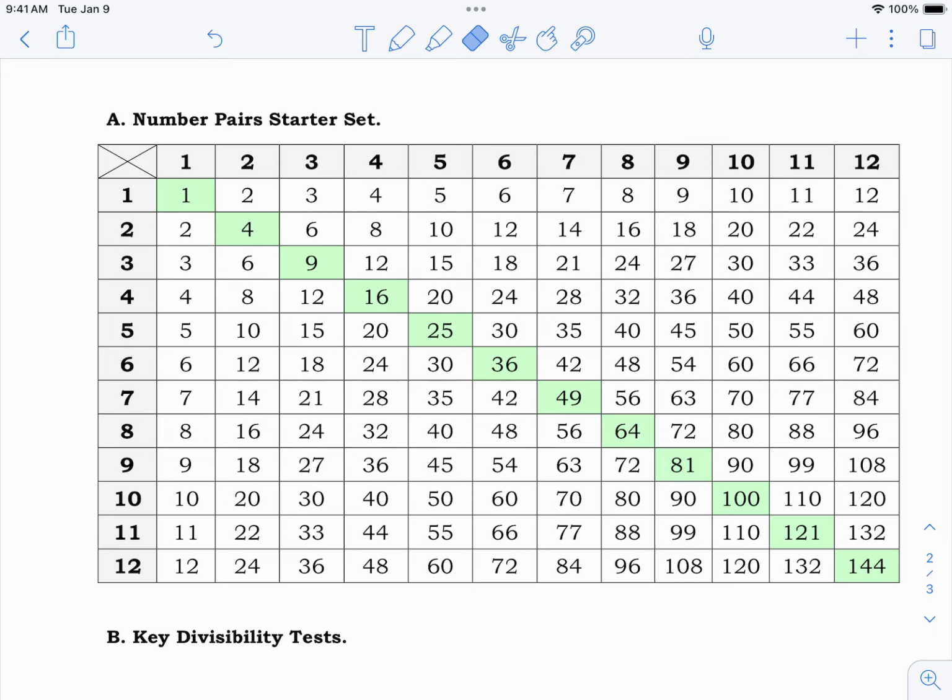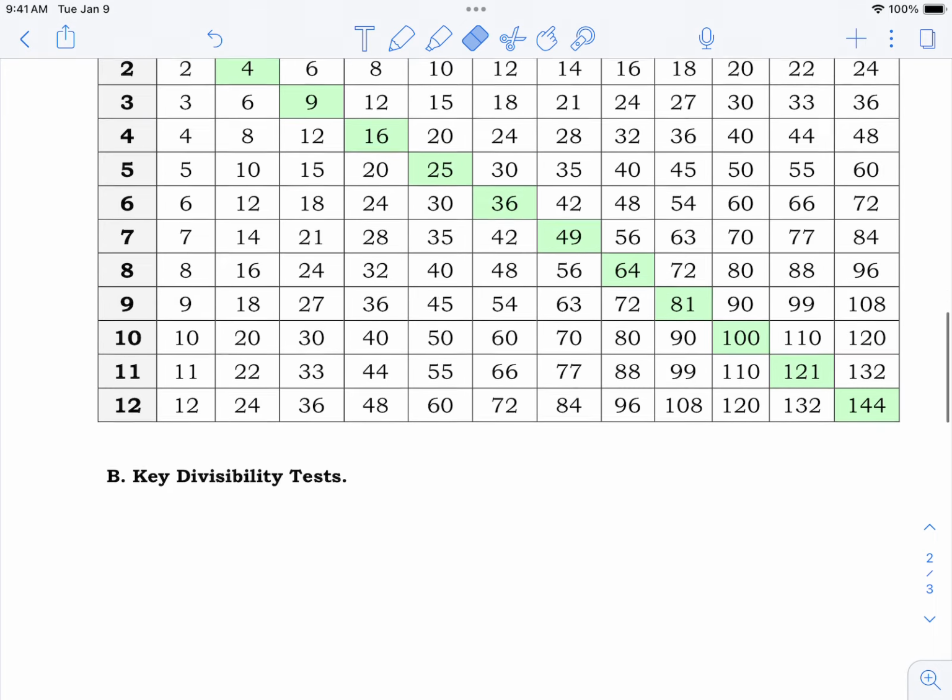So I just, for reference, put 1 times 1 all the way up to 12 times 12, and there's your full times table set. I don't know if you want to use that or not, but drill those. That would be helpful.